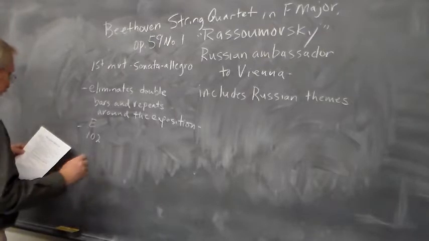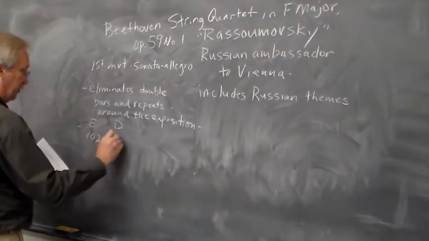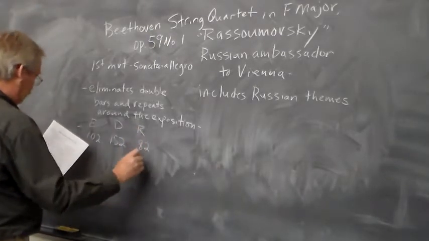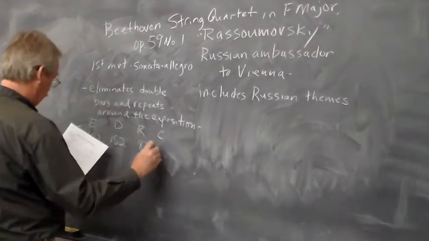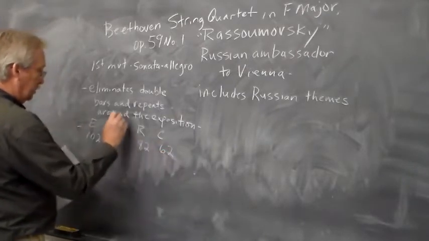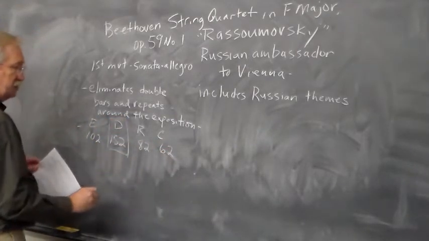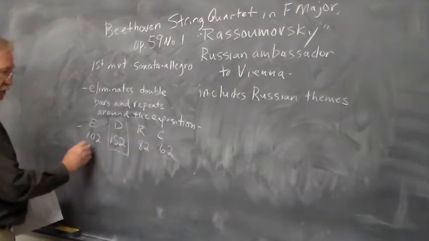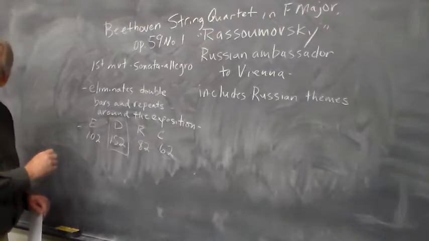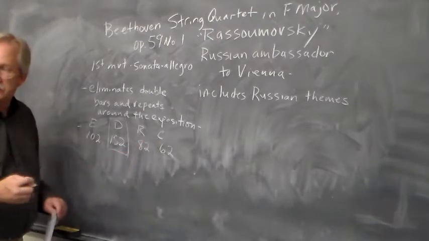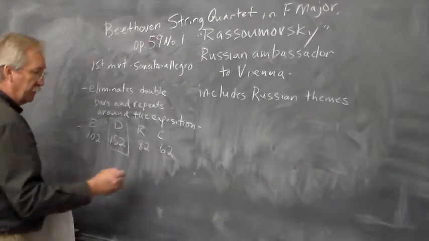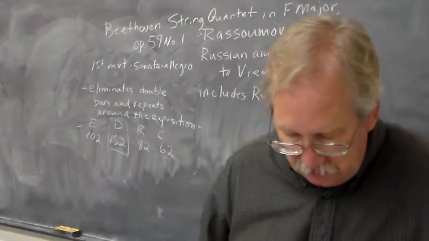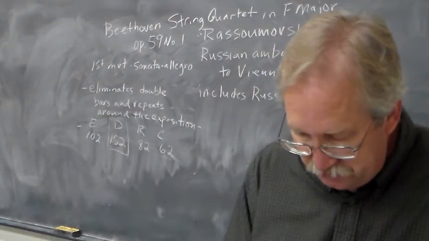So it's 102 measures. The development is 152 measures. The recap is 82. And then the coda is 62 measures long. So the development is the longest section. The coda is over half as long as the exposition, and this continues to develop themes, and has the nature of a second development section. So that's a second idea, has to do with the proportion of things.